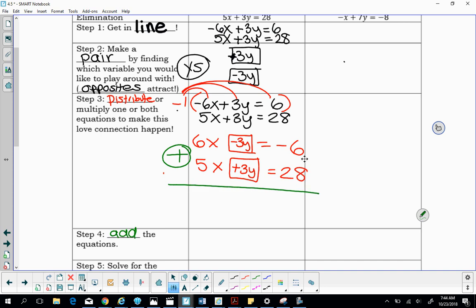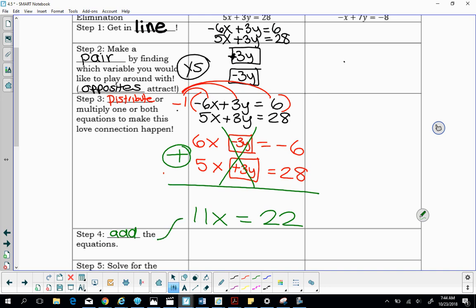What is 6 plus 5? 11x. What's negative 3 plus 3? 0. It eliminates. The point of us doing that is to eliminate a variable. And then it would be 0y, which is 0. So don't leave y there. Y's gone. We manipulated this so that we can get rid of y. Then what's negative 6 plus 28? 22.